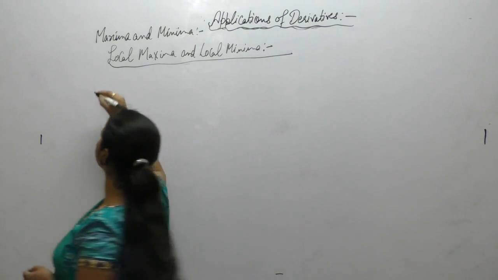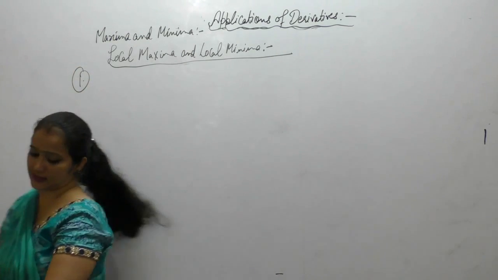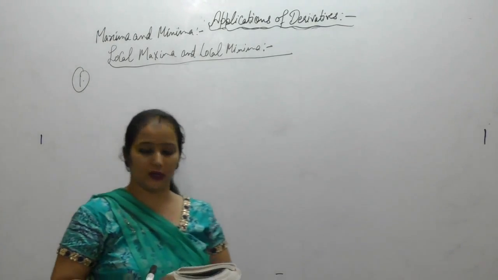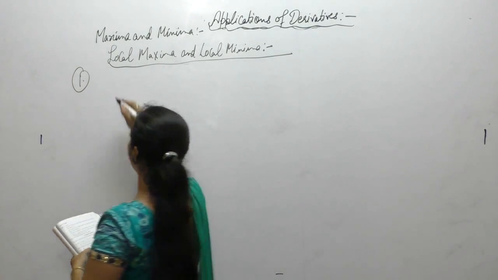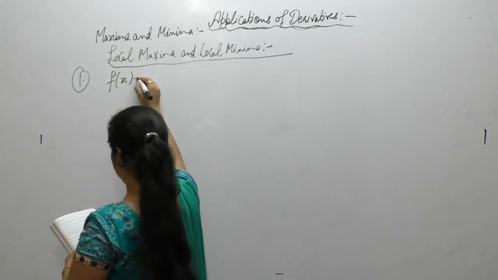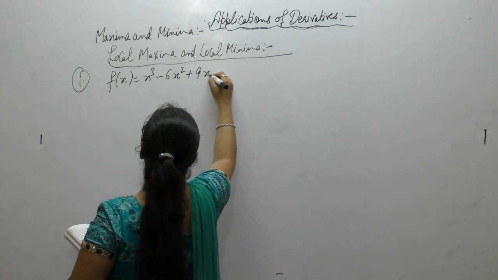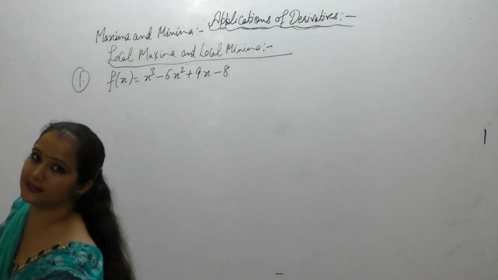Let us start with the question. Let us start with question 1. Find the points of local maxima and minima of the function x cube minus 6x square plus 9x minus 8.